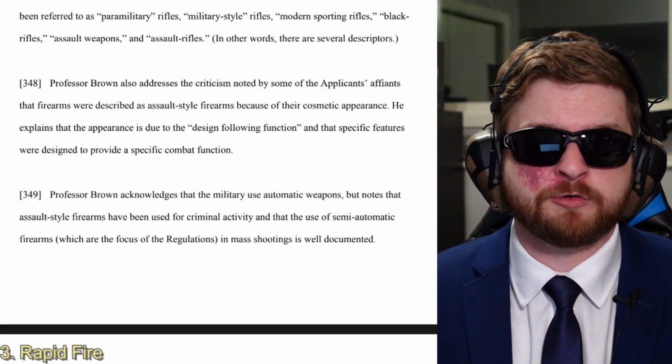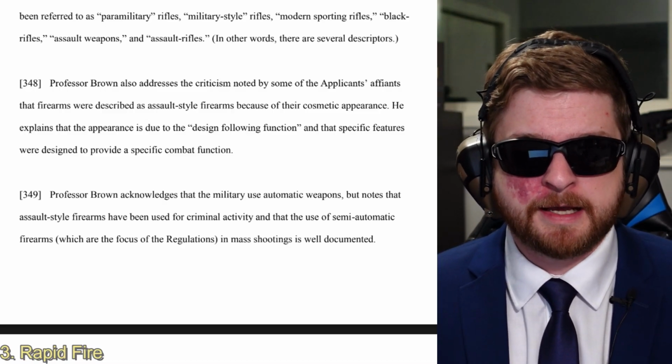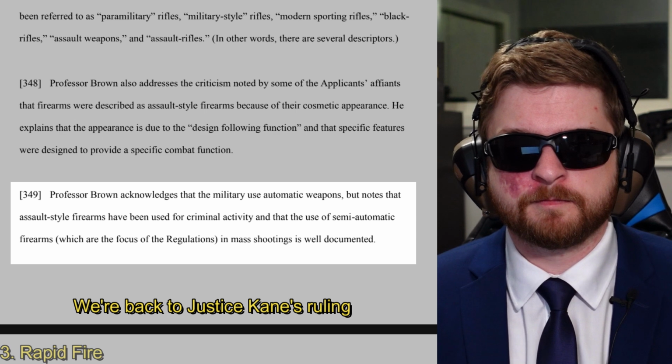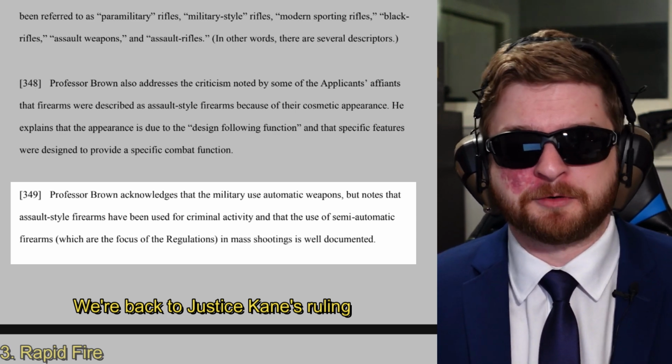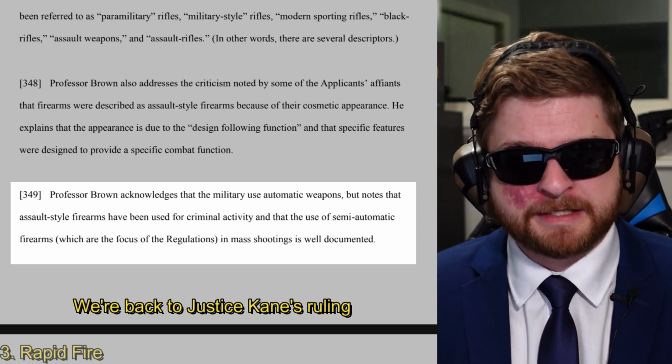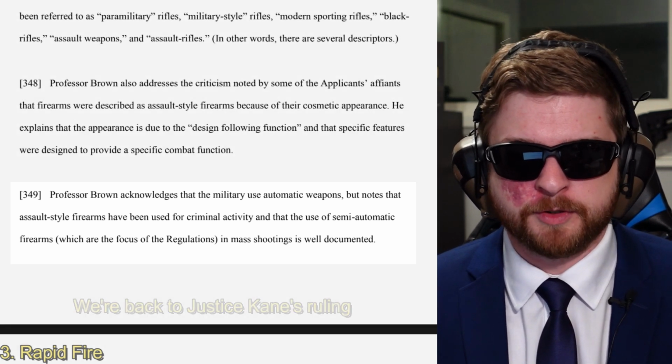The firearms on this list were not automatic firearms like the military used. And despite contradictions in Professor Brown's affidavit, he even admitted to this. So not only is he ignorant or a liar, he can't even keep his story straight. And this again speaks to the integrity of Justice Kane's ruling. There's been lots of questionable topics all throughout that she just didn't get to the bottom of for no discernible reason.